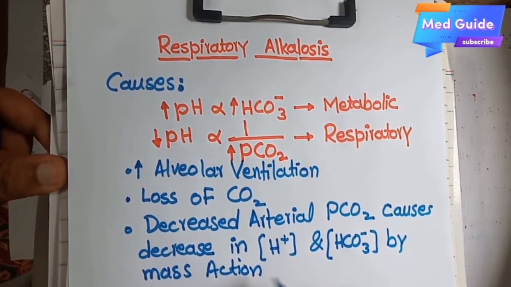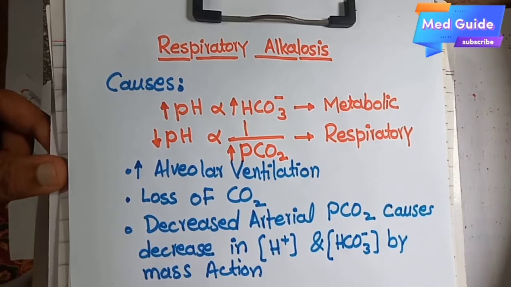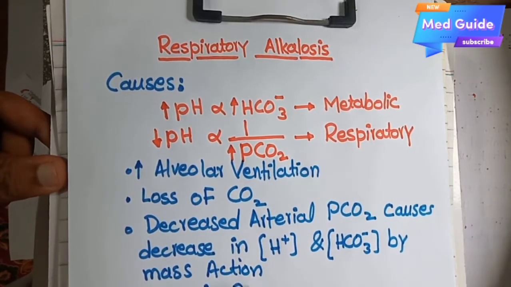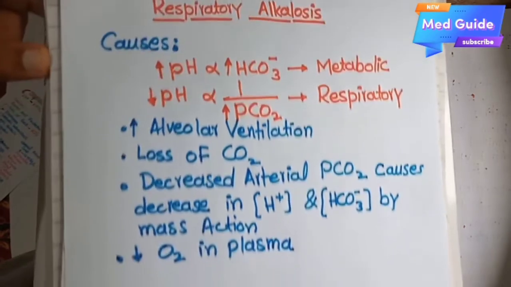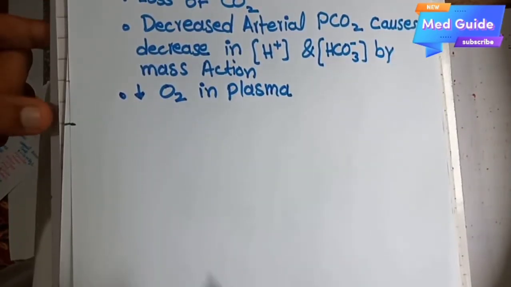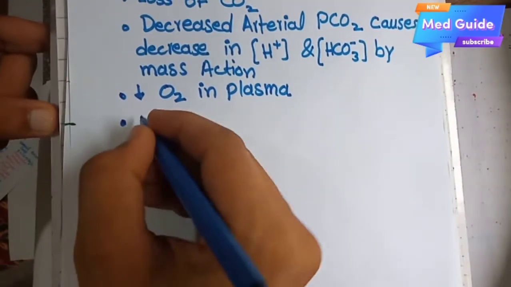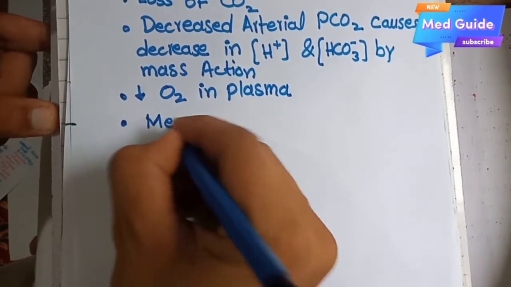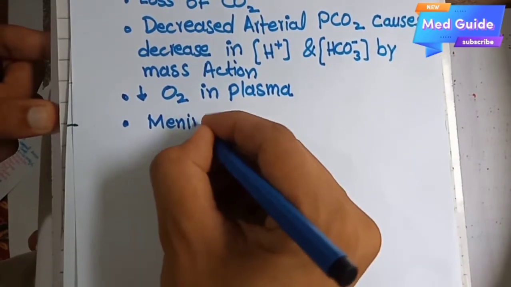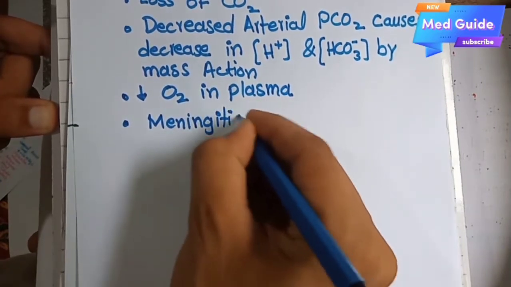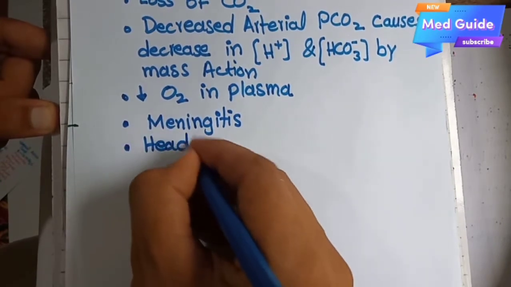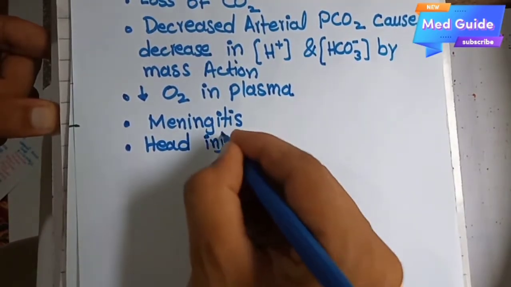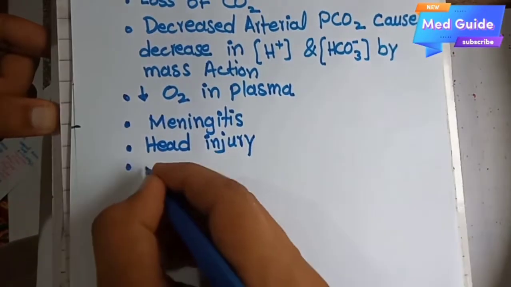Then the other cause is decrease in oxygen in plasma. And the fifth cause is meningitis and head injury, then anxiety.